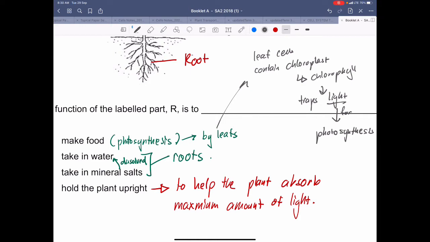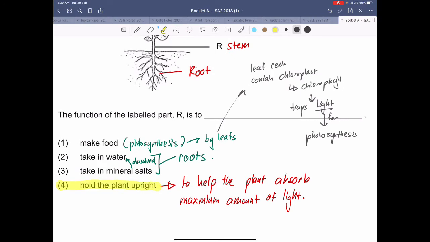So they're asking for R. So the answer for this question would be number 4. Hold the plant upright.